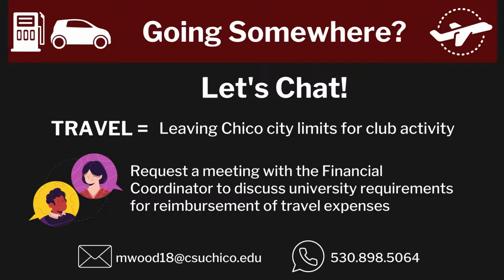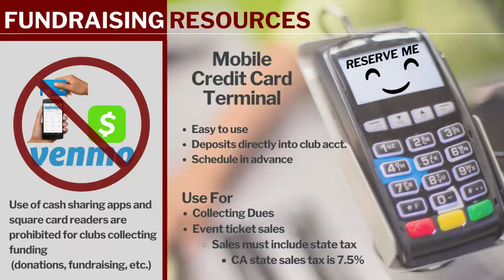Being back on campus means face-to-face events are happening. Are you planning to fundraise and don't want to mess with cash? We have the tools to help. Chico State prohibits the use of cash-sharing apps for club transactions, but we have mobile credit card terminals free and available to you. As they are in limited supply, please reserve them in advance. They're easy to use and deposit directly into your club's on-campus account. Reach out to me or stop by the Student Services Center, room 230, to find out more.